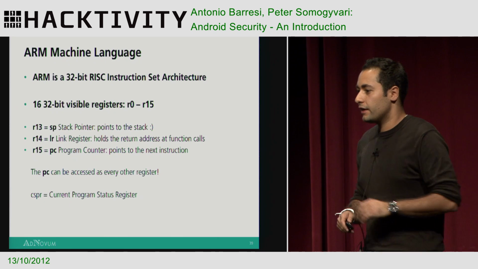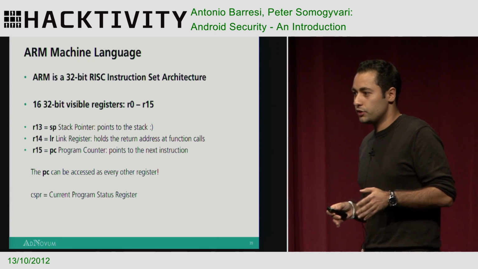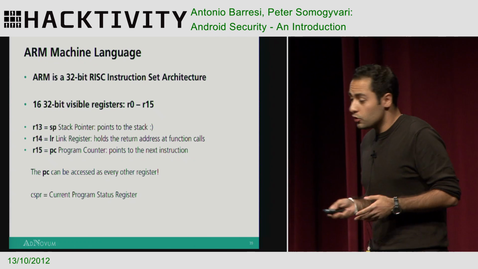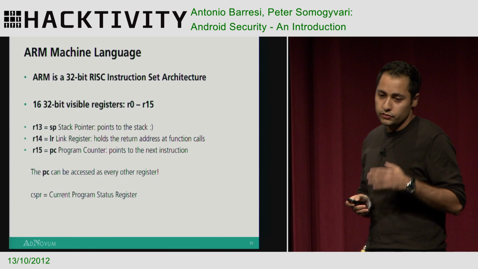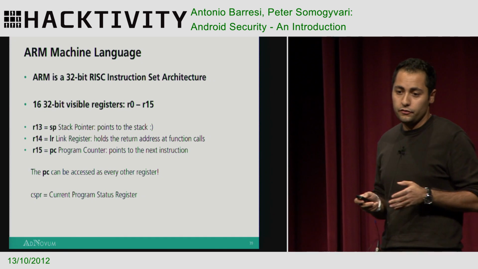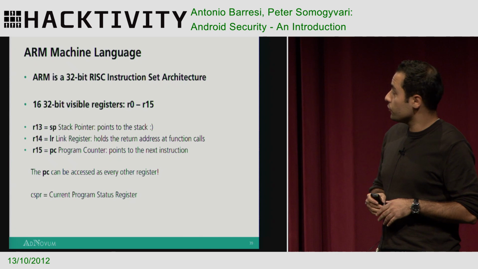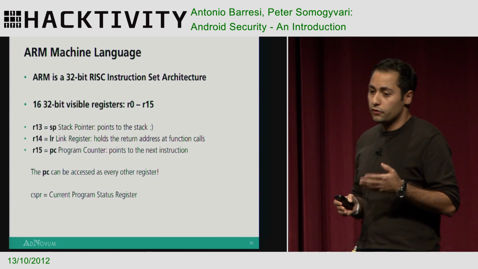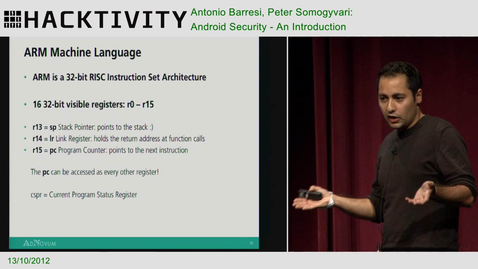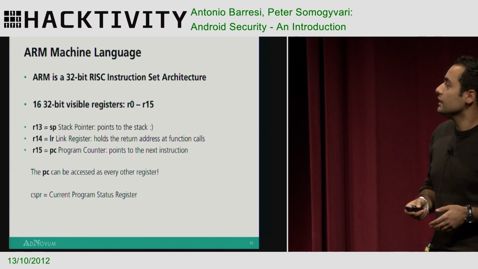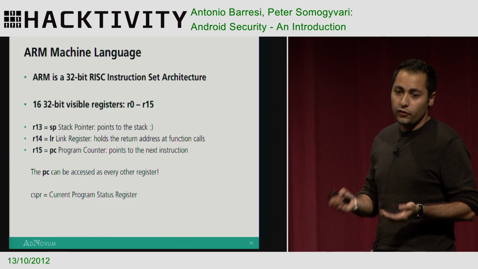And before we really can get started, some ARM machine language basics, because we're going to see some ARM machine language. So ARM is a 32-bit RISC architecture, and it has 16 visible registers, R0 till R15. And 3 of them are special purpose. So there is the stack pointer, R13, there is the link register, R14, and R15 is the program counter. The stack pointer points to the stack, obviously. The link register will hold the return address during function calls.